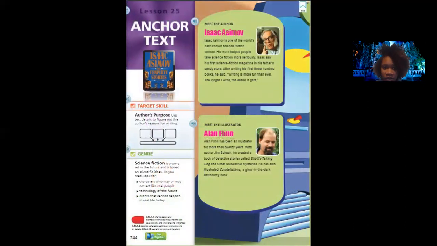So this week, it looks totally different than our text, but it's the right text. This week, our text is The Fun They Had. Notice it gives you the target skill, which is author's purpose. So use text details to figure out the author's reasons for writing.